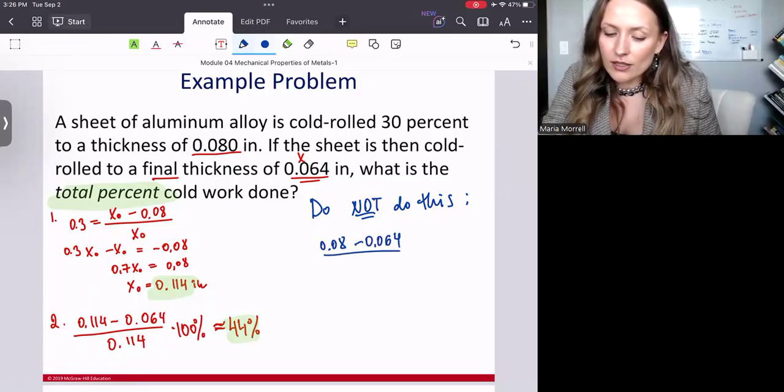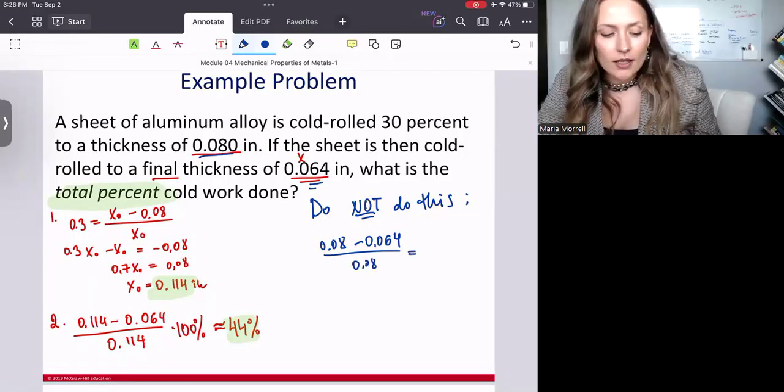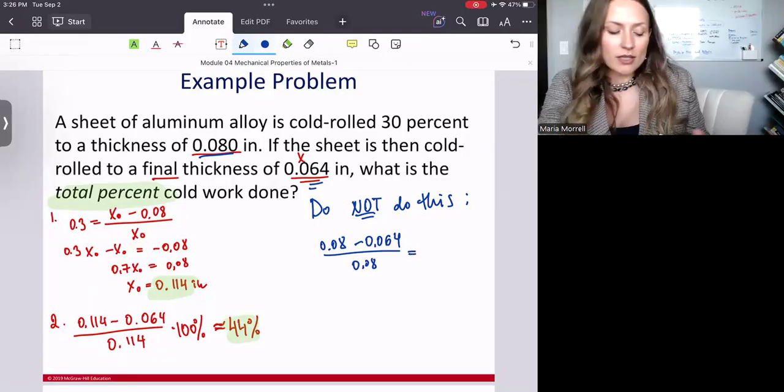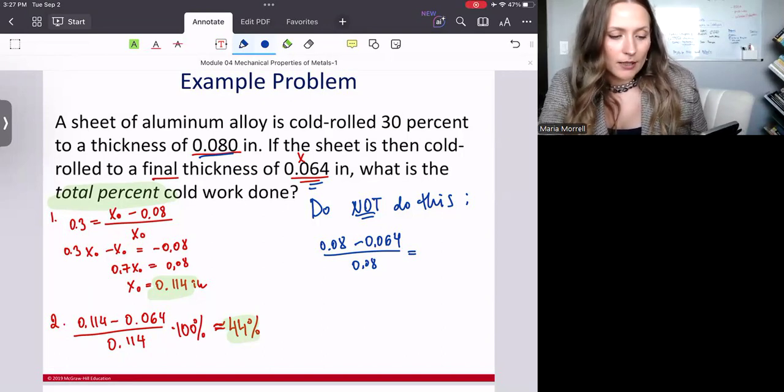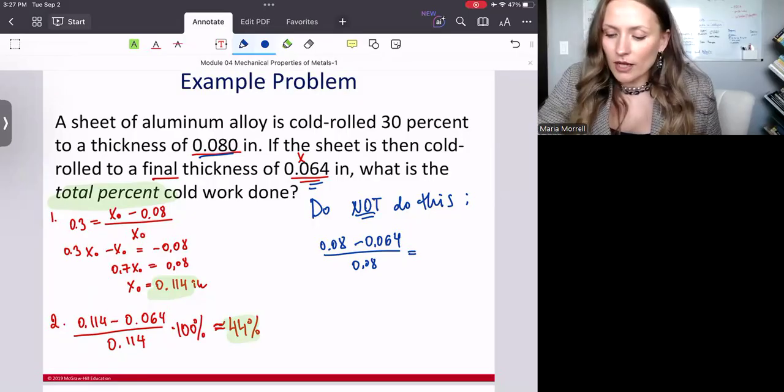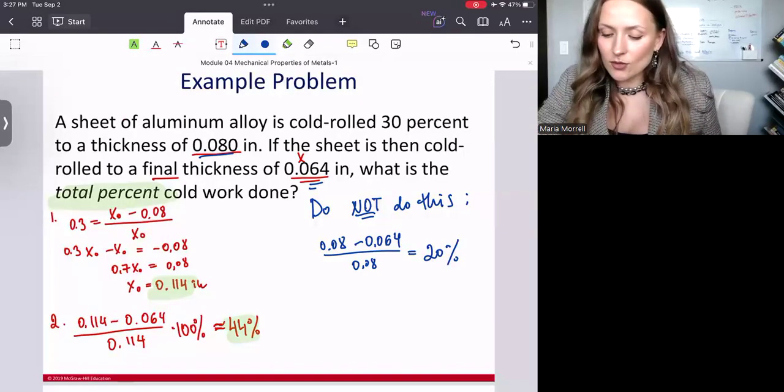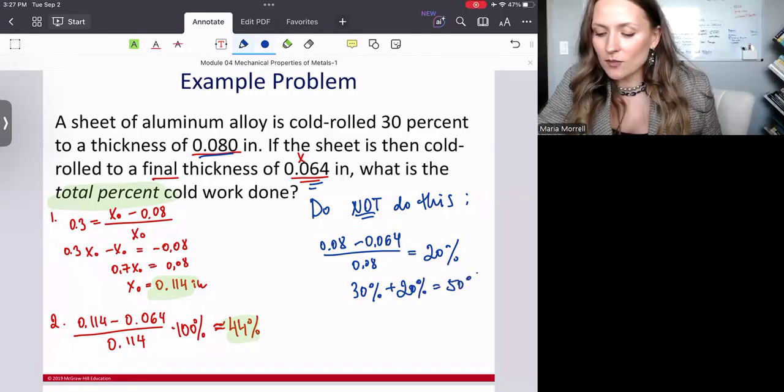So I'm just looking at this second step, right? And again, I will multiply it by 100%, right? 0.08 minus 0.064, and I divide by 0.08. So that would give me actually 20%. And then you will say, well, okay, first step was 30%, second step is 20%, and the answer is 50%.